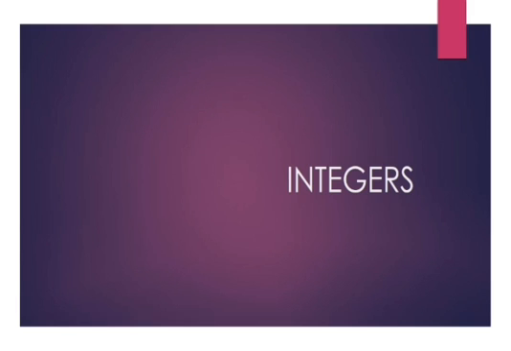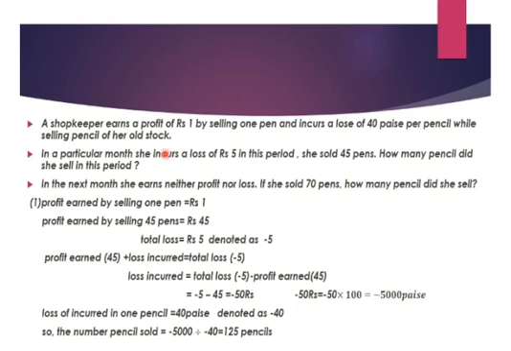Okay, this is our last section in the chapter Integers. It is the seventh example in your textbook. A shopkeeper earns a profit of rupees 1 by selling one pen. Okay, selling one pen, she has earned 1 rupee.